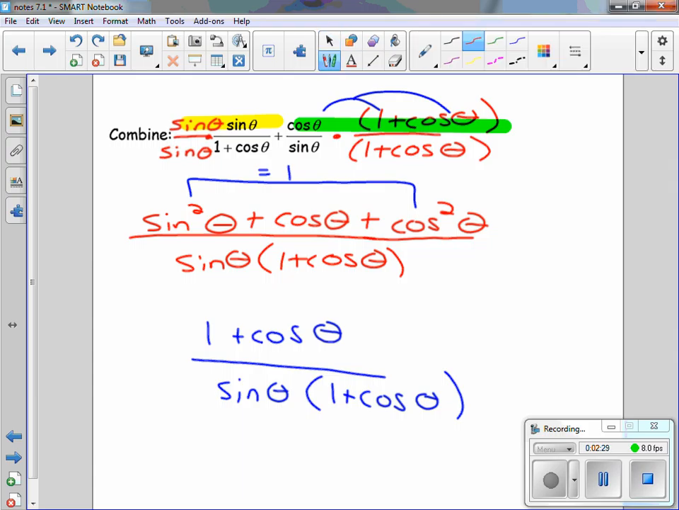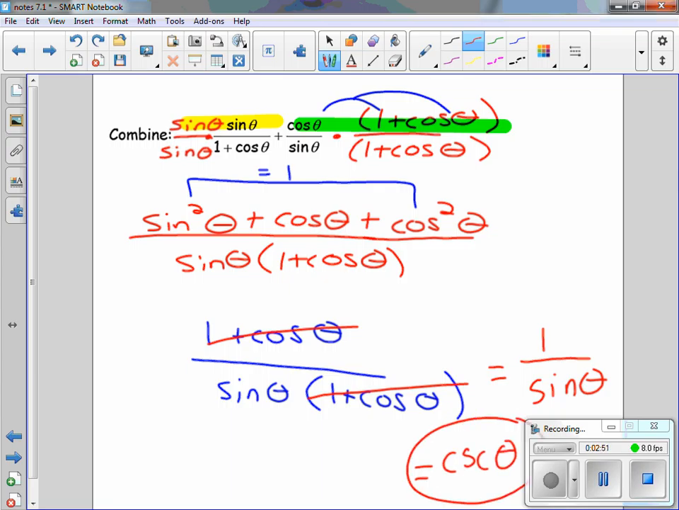We have a binomial in the numerator, and we have an identical binomial in the denominator. So what will happen to those? That's canceling party, and the 1 plus cosine theta is invited. What is left in the numerator? 1. So that would be 1 over sine theta, which is equivalent to cosecant theta. All right. So the past two examples have had an answer of cosecant theta. That's not always going to happen.